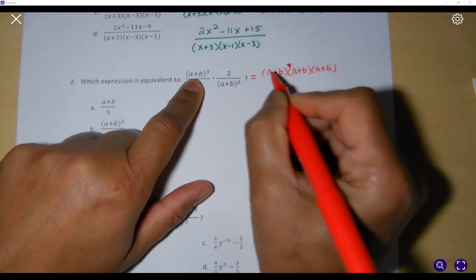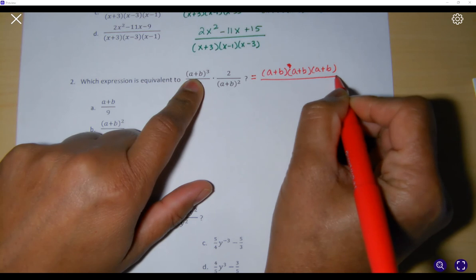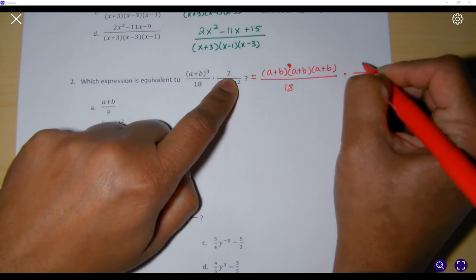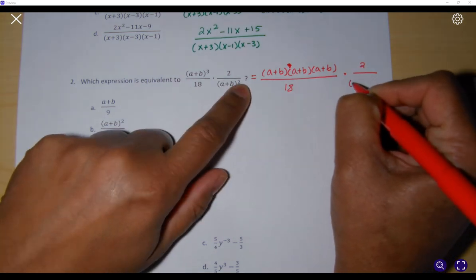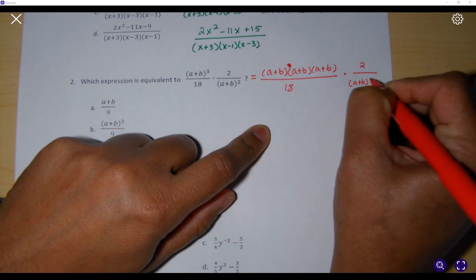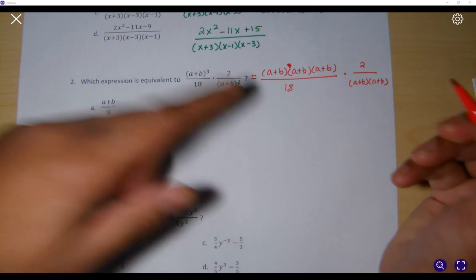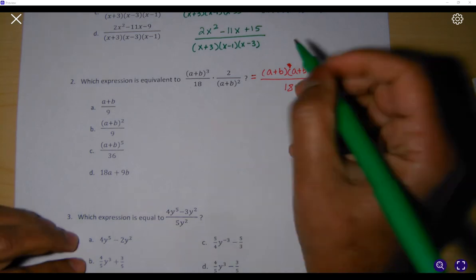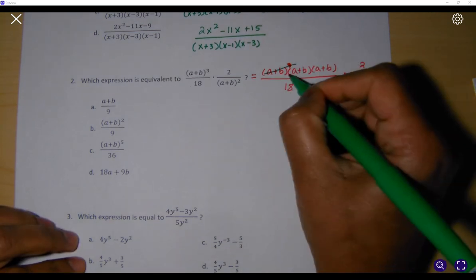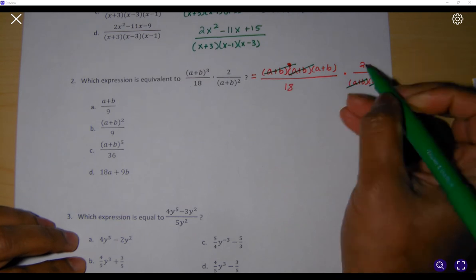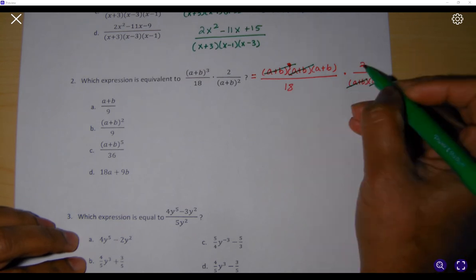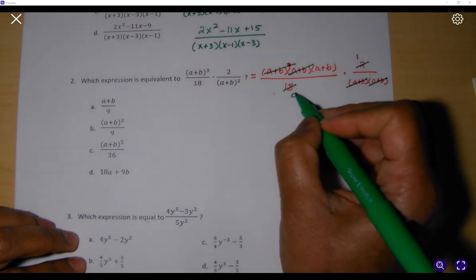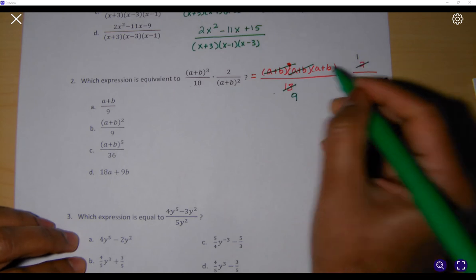Over 18, times, here you have 2 over, and then a plus b squared is a plus b times a plus b. And then here, what you can do is cross out common factors. So you can take out a plus b, a plus b. And then 2 over 18, you can reduce this because 2 goes into 2 once, 2 goes into 18 9 times. So now we can multiply the numerators.